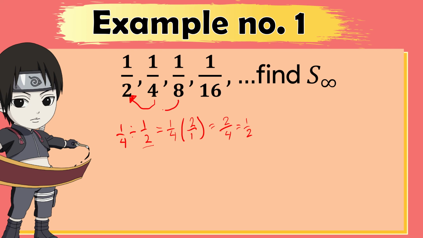Next, we have 1/8 divided by 1/4. So 1/8 divided by 1/4 equals, ganun ulit. So magiging 1/8 times the reciprocal of 1/4, which is 4/1. That is equal to 1 times 4 is 4 over 8 times 1 is 8. And 4/8 again is 1/2 in lowest terms.